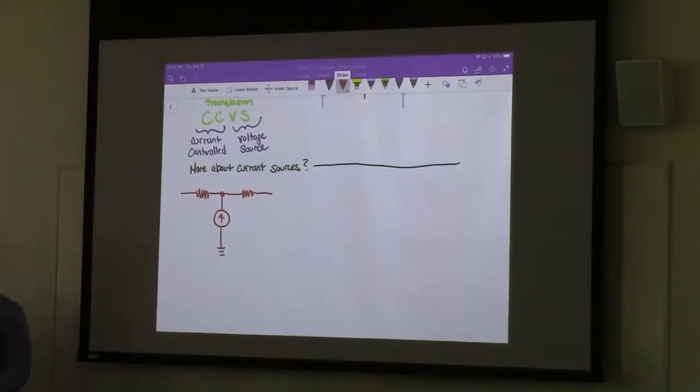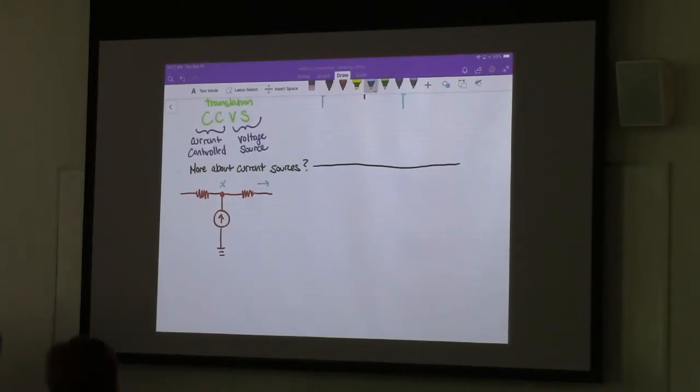Okay, I'm not even going to draw the whole circuit. I'm just going to give you one juncture of a circuit. I'm going to call this node X. I'm going to call this current I3. I'm going to call this current I2. And I'm going to give this a value of I1.